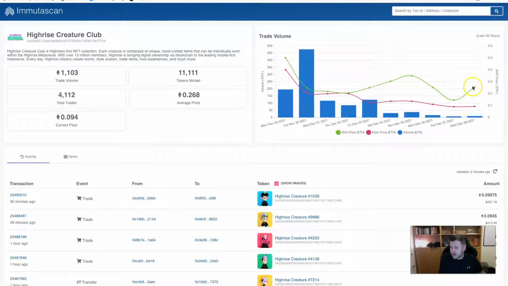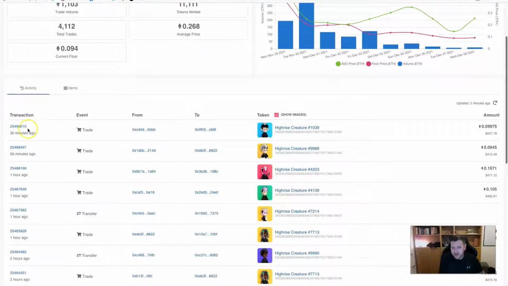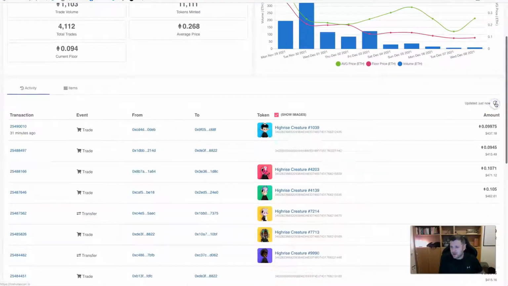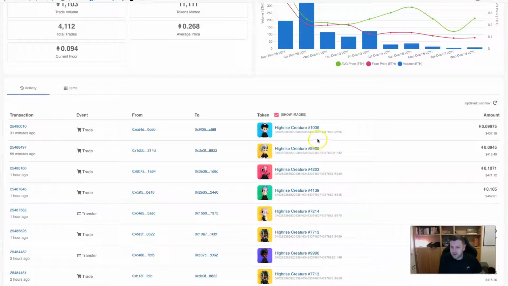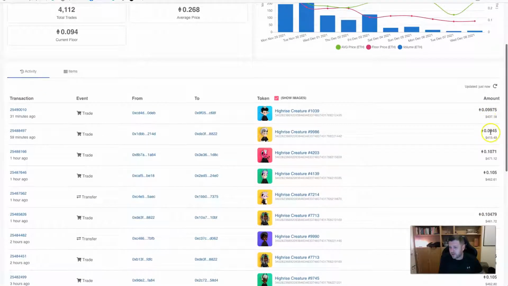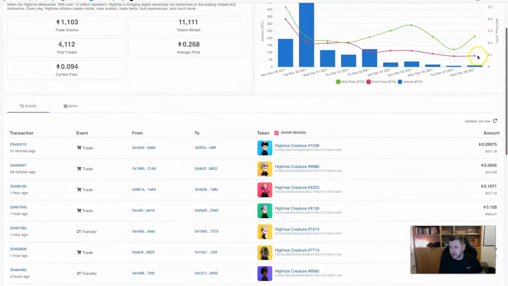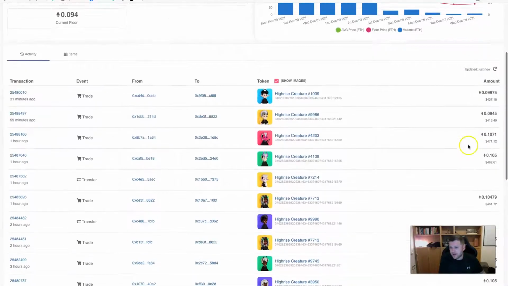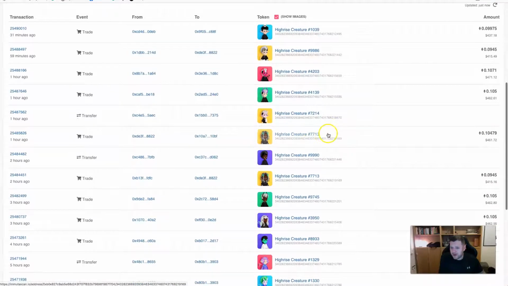You can see the average price is going up. We can see the trades here. If we just refresh there, we can see that. Okay, so we just refresh that. We can see the transaction, we can see the numbers, we can see the trades, we can see the price. So these are getting traded at floor or just above floor. Yeah, because we can tell by here and we can tell by here. So we can see a few have been traded.